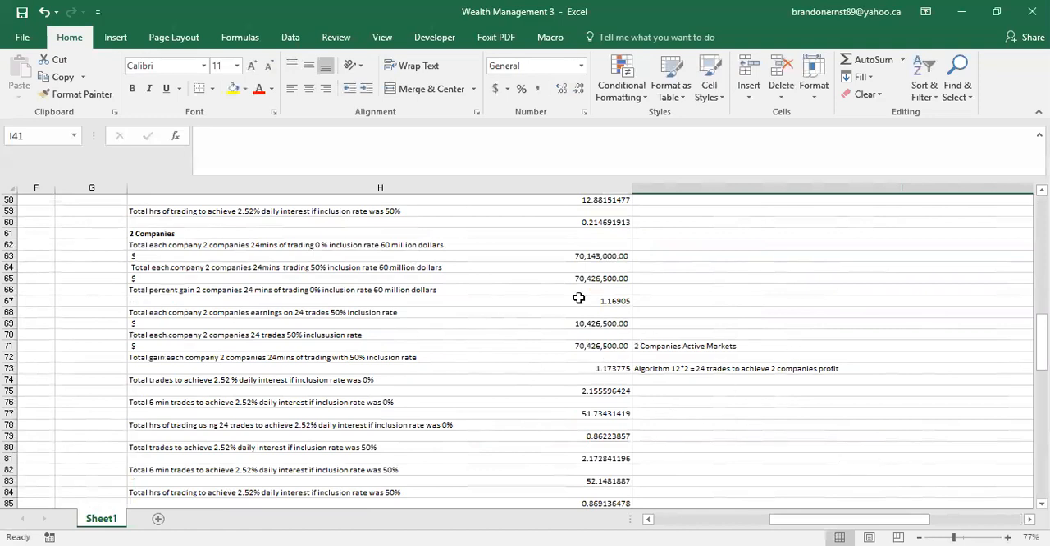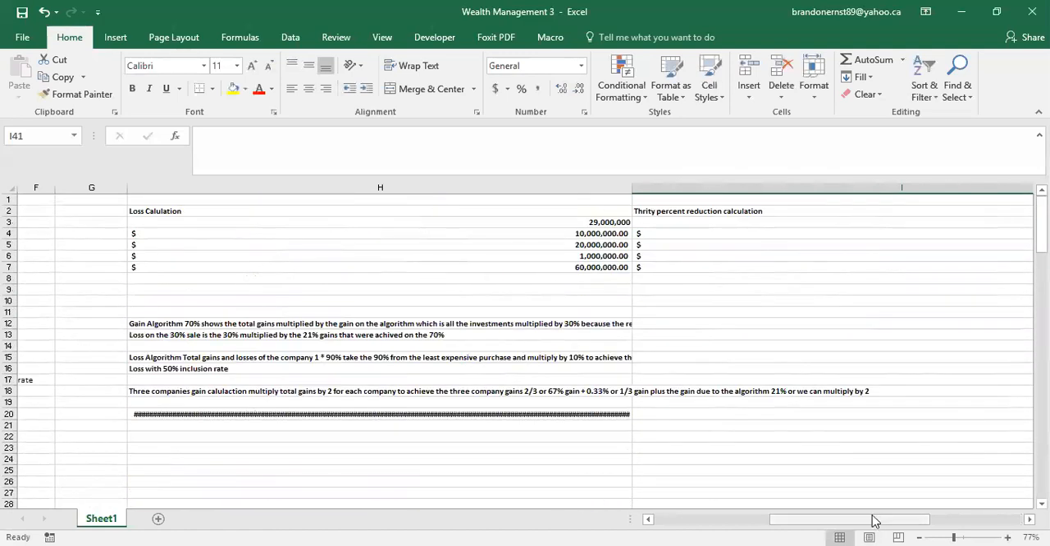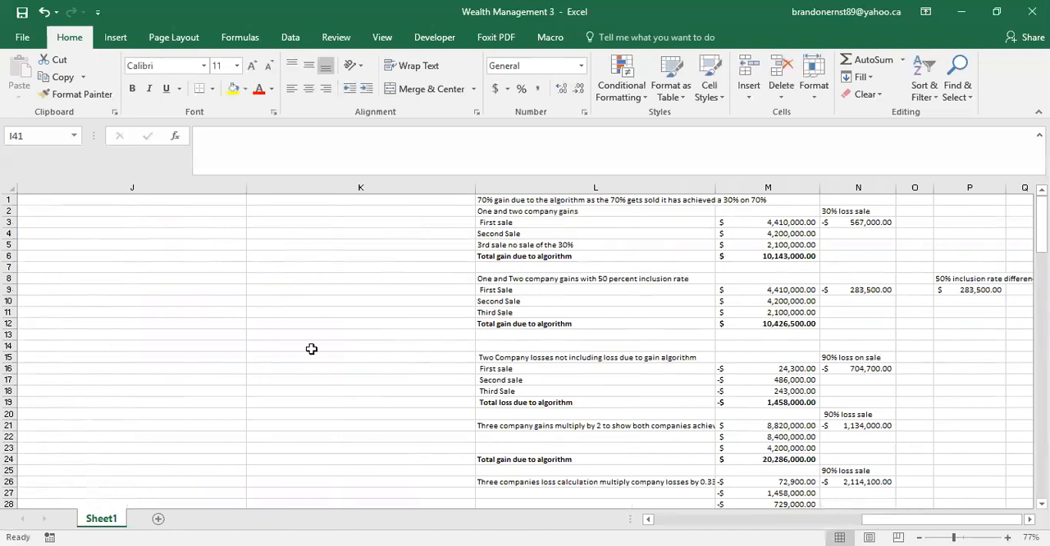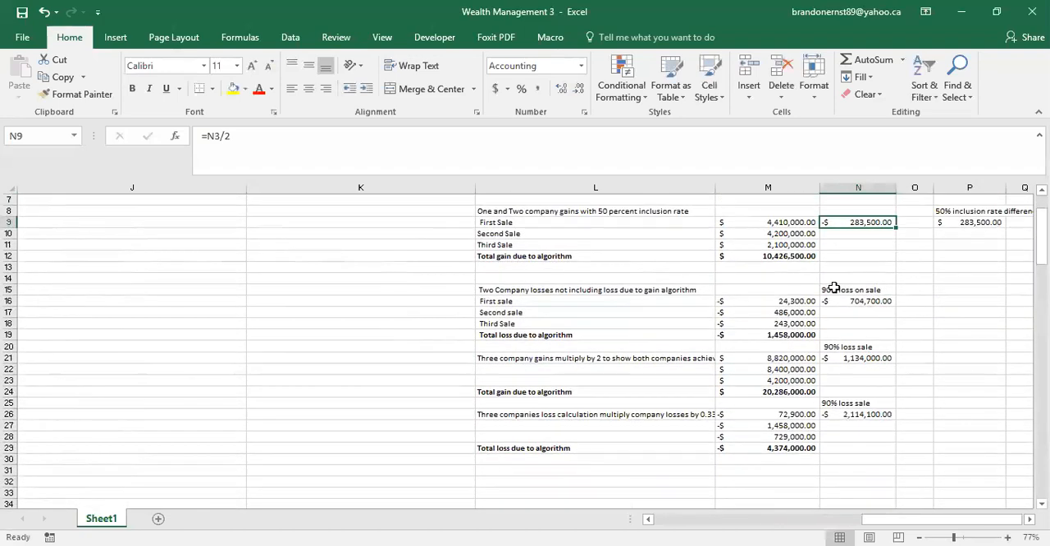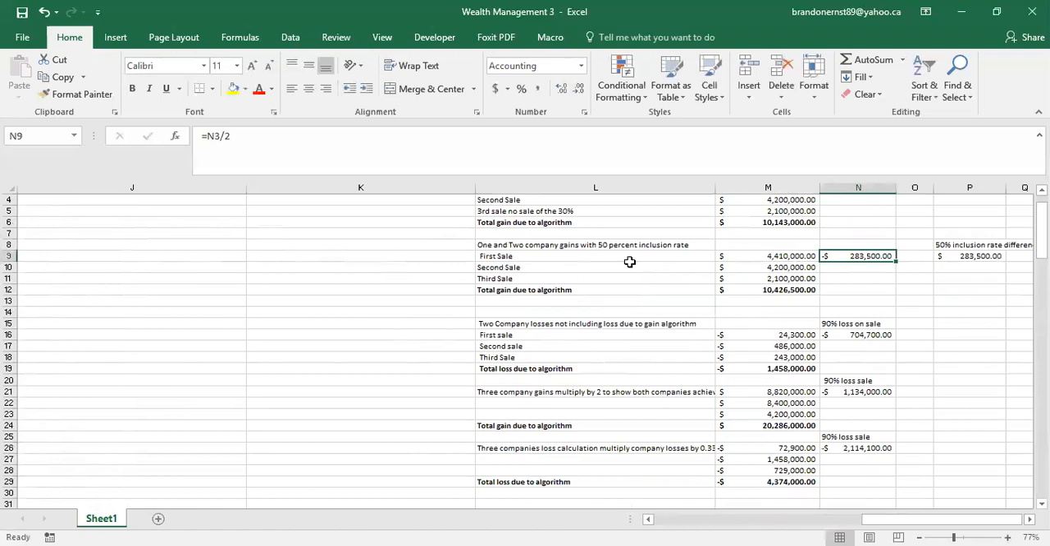The two companies still need an active market because you're going to need to sell. So when I go back up here to the next one, here's your two company gains. It's the same. With the 50% inclusion rate, their losses are less, so the gains are going to be the same for the two company.